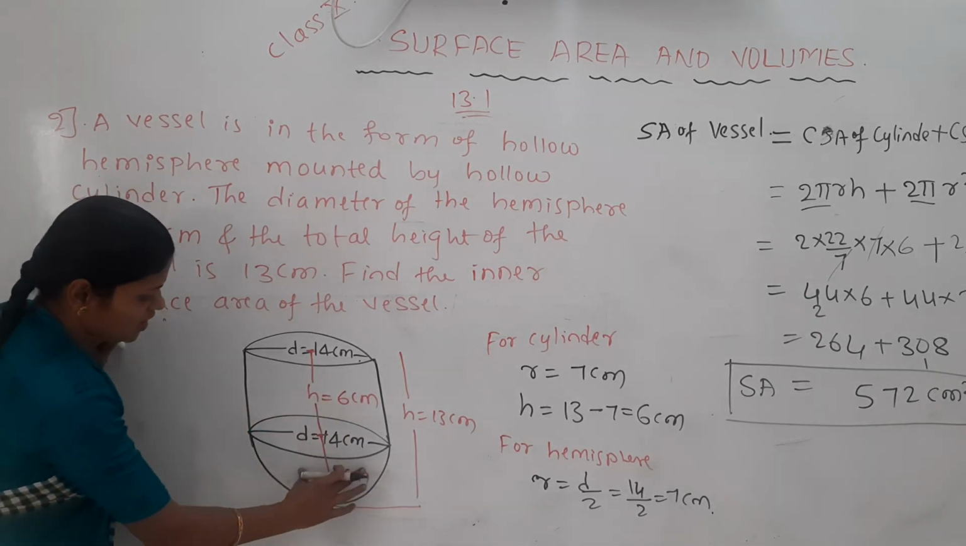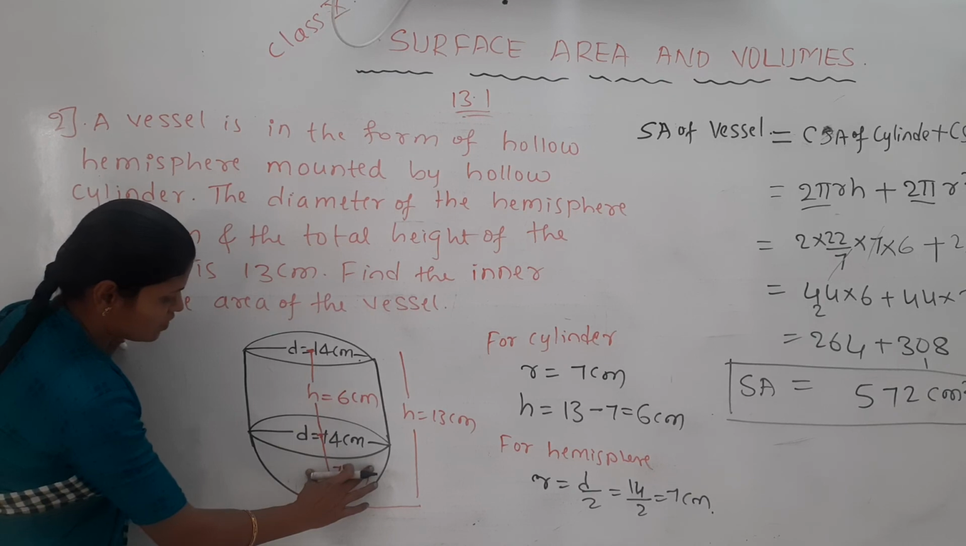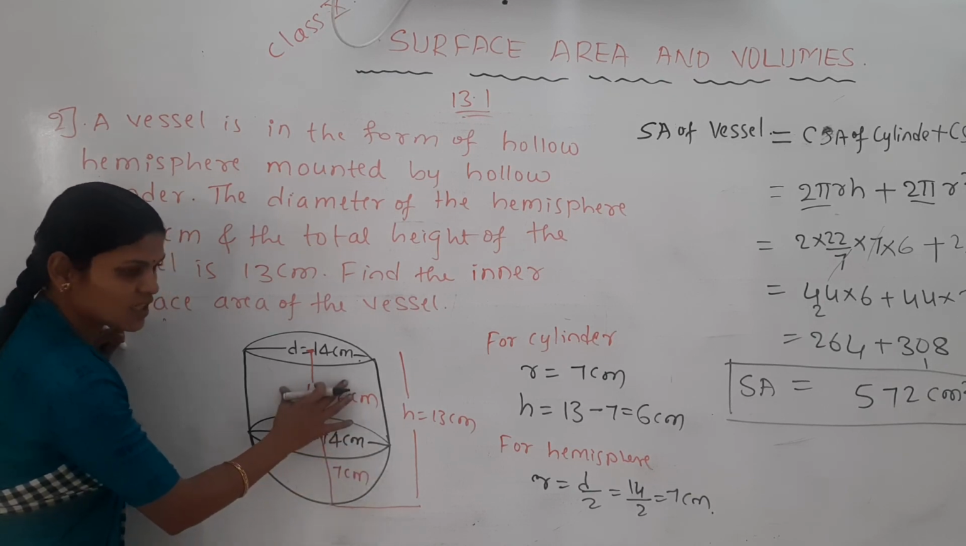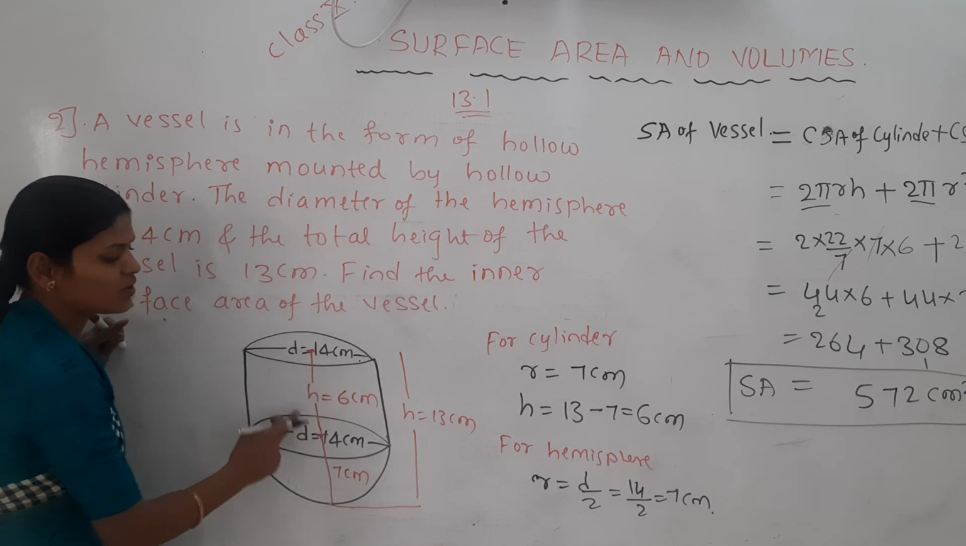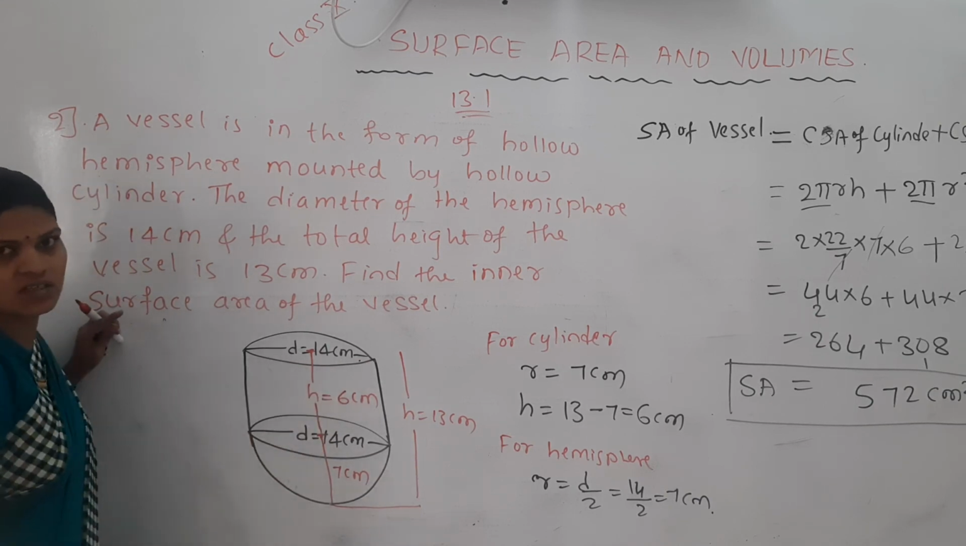For that, what have we done? The surface area of the hemisphere and the surface area of the cylinder, if you add, you will get the total inner surface area of this vessel.